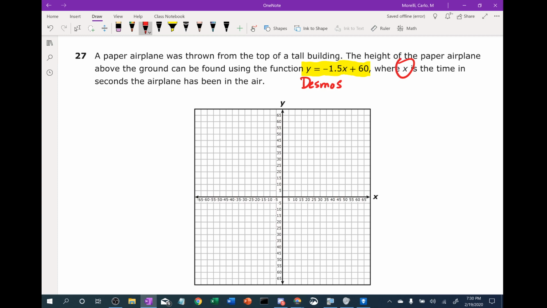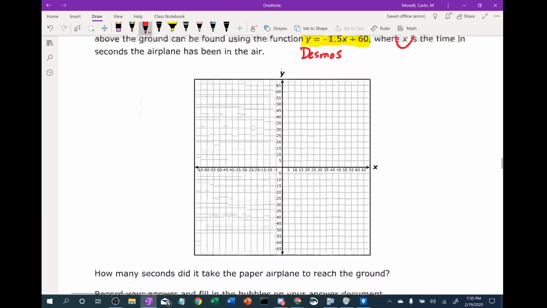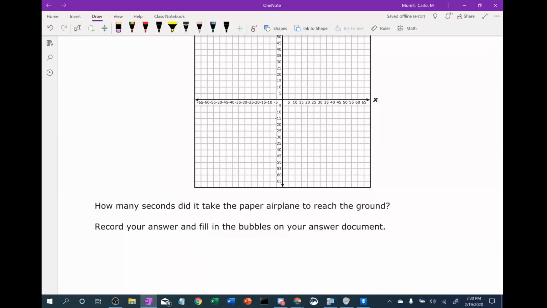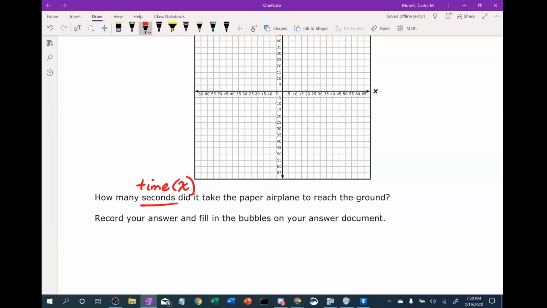Now let's see what it wants to know. How many seconds did it take? So seconds is time, so this is X. How many seconds did it take the paper airplane to reach the ground? All right, so they want to know the X-intercept.